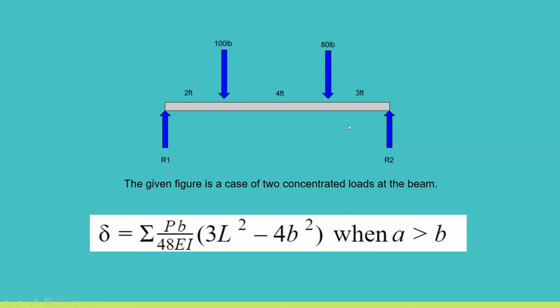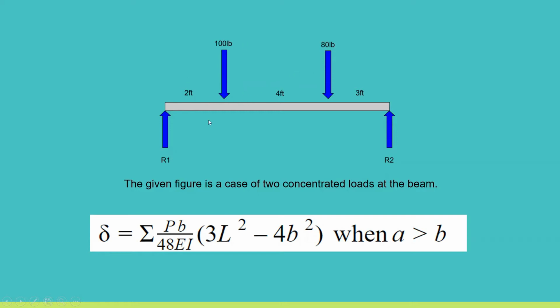For this example, if we want to solve for the 80 pounds, our a will be at the left side of the 80 pounds. Why? Because 2 plus 4 is equal to 6. Therefore, 6 feet is greater than 3 feet. So this will be our a and this will be our b. That's how we'll find the deflection for the 80-pound force.